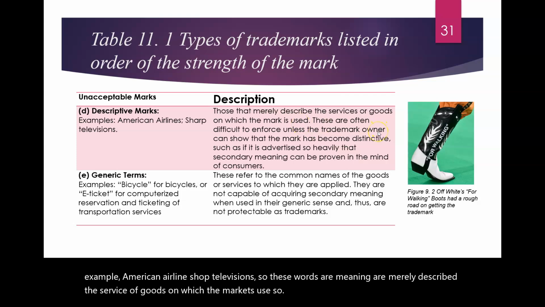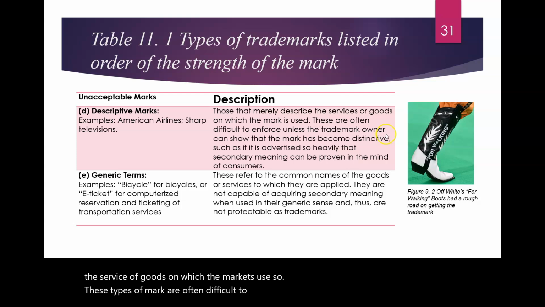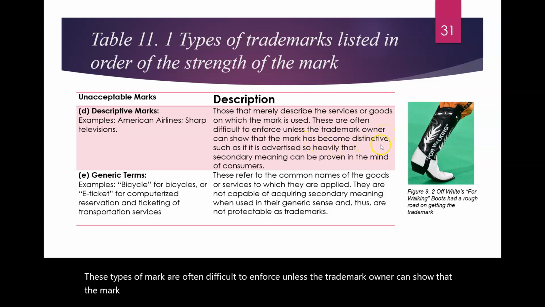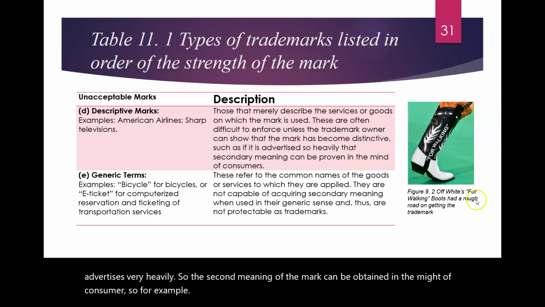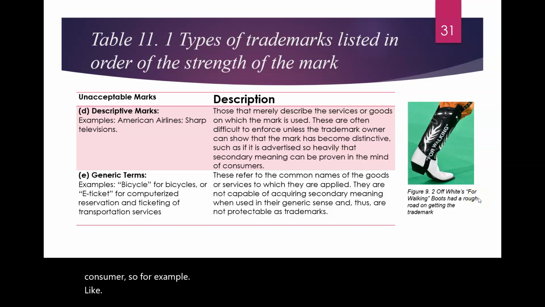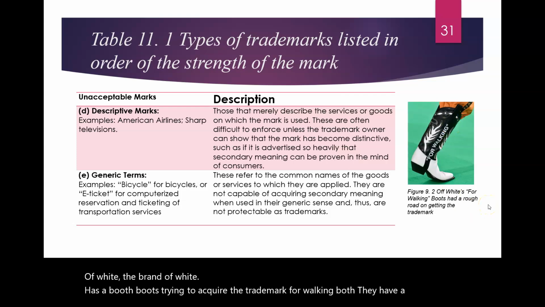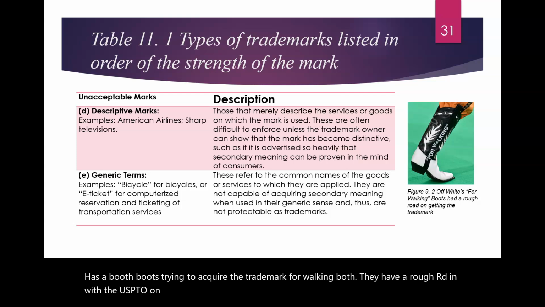These types of marks are often difficult to enforce unless the trademark owner can show that the mark has become distinctive in consumers' minds. So they have to advertise very heavily so the secondary meaning of the mark can be established in the mind of the consumer. For example, the brand Off-White has been trying to acquire the trademark for walking boots, and they have a rough road with the USPTO on getting the trademark.